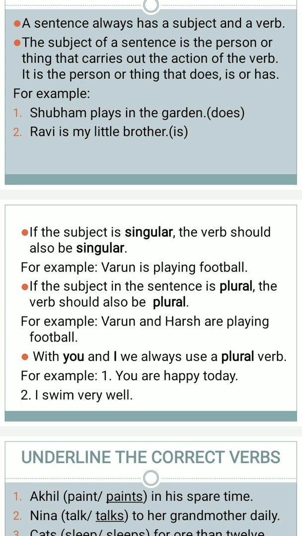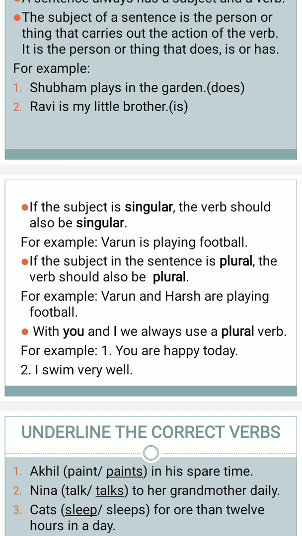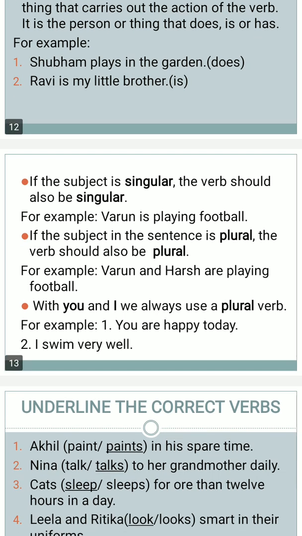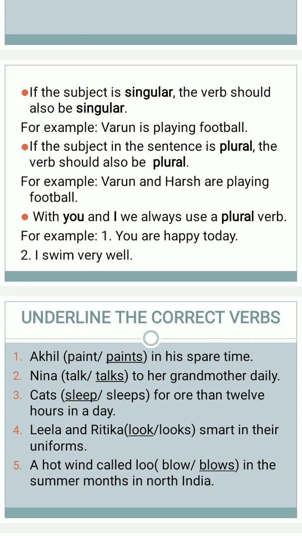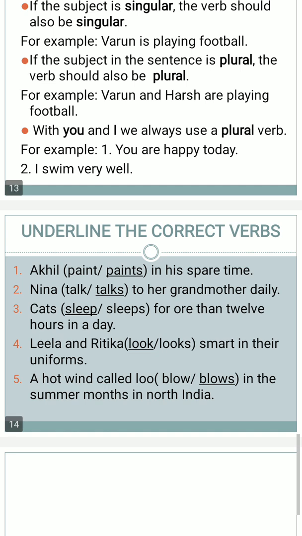Secondly, if the subject of the sentence is plural, the verb should also be plural. Like Varun and Harsh. Now there are two persons, one is Varun, the other one is Harsh. Two persons means the verb should also be plural. For two persons we use the verb are. So are is also plural. So that is the subject verb agreement. With you and I, we always use the plural verb. Whenever we are talking about I and you, we will always use the plural verb. You are happy today. I am happy today. I swim very well. So this is the subject verb agreement.